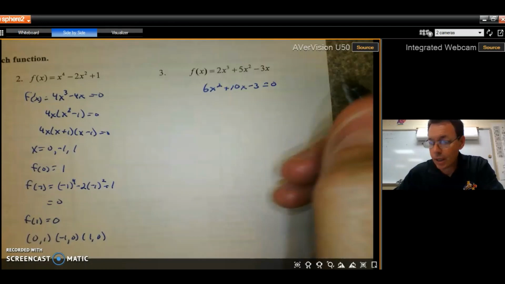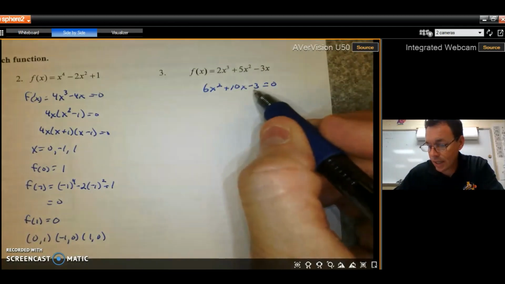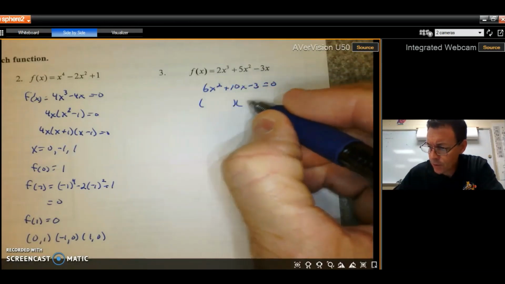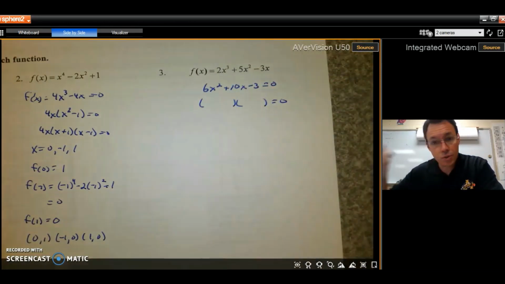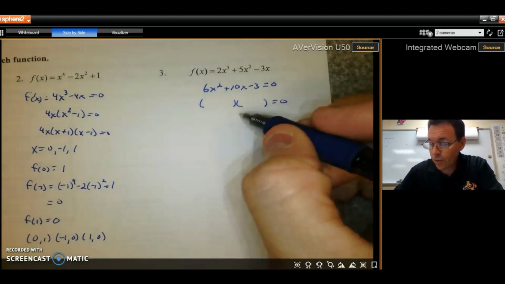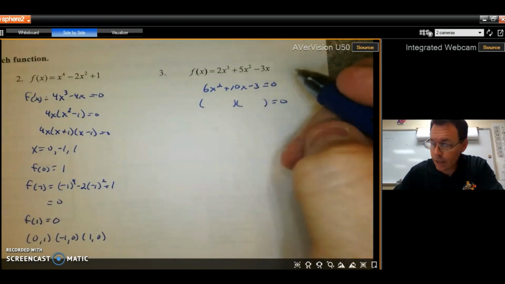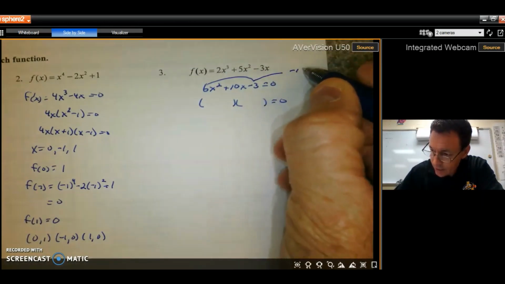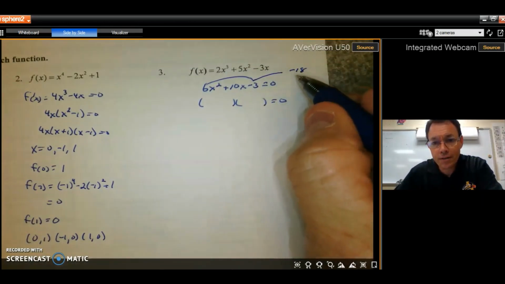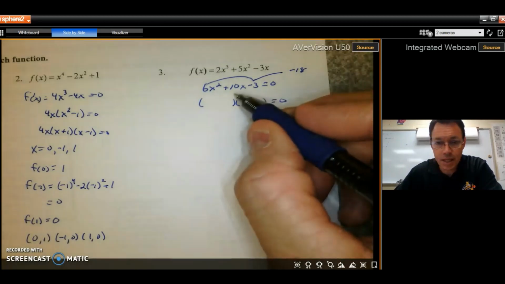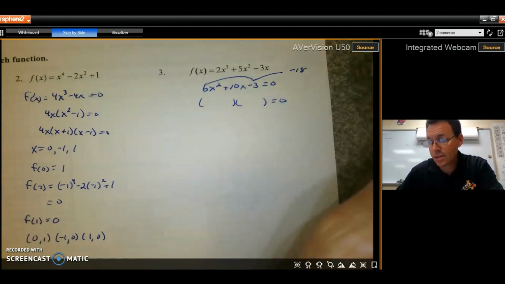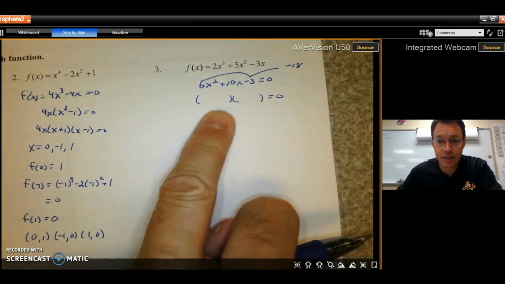Okay? So the idea is we need to set this equal to 0, and then we need to solve this quadratic. Well, we've got a leading coefficient of 6. We've got a negative 3. So you could put your 2 sets of parentheses, and you could do guess and check. You could do factor by grouping. Now, if you do factor by grouping, or if you do guess and check, you can check something right now. If you take 6 times negative 3, you'll get negative 18. And then if you try to find factors of negative 18 that add up to 10, you won't find them. Okay? And what that tells us is this does not factor. It doesn't factor nicely.